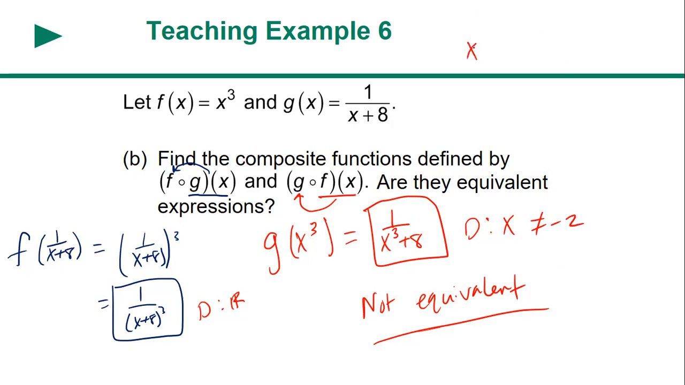Let's do the math. Glad you asked. X to the third plus 8 equal to 0. I subtract 8. X to the third equals -8. Take the cube root. And the cube root of -8 is -2.